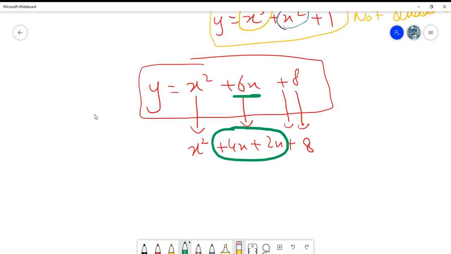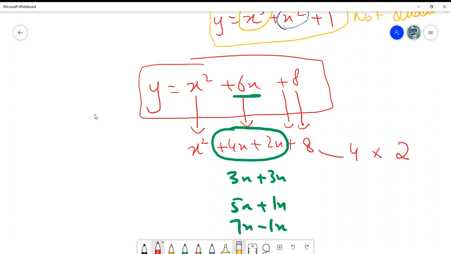Now, I could have also split 6x as 3x plus 3x, or 5x plus 1x, or 7x minus 1x. There are countless possibilities, but I split it into 4x plus 2x because 4x and 2x multiply to give 8. I did not split this into 3x plus 3x because 3 multiplied by 3 gives 9, not 8.